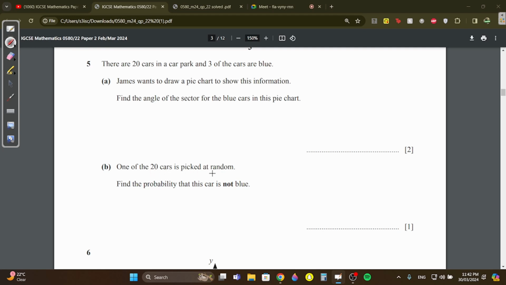For part B, one of the 20 cars is picked at random. Find the probability that this car is not blue. Since there are 3 cars that are blue, how many cars are not blue? It will be 20 minus 3, which is 17 not blue. What would the probability be? It's 17 cars out of 20. So your probability will just be 17 out of 20. That's it.